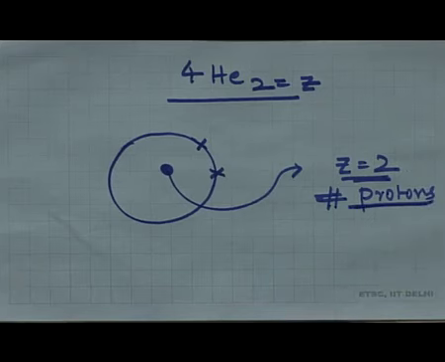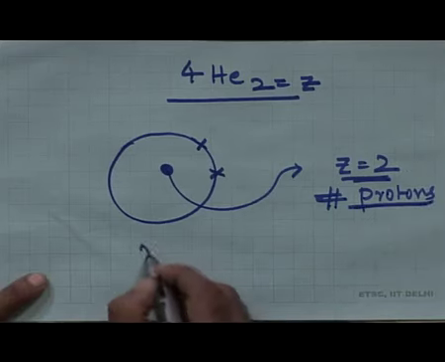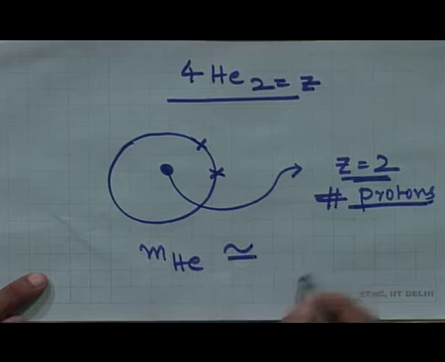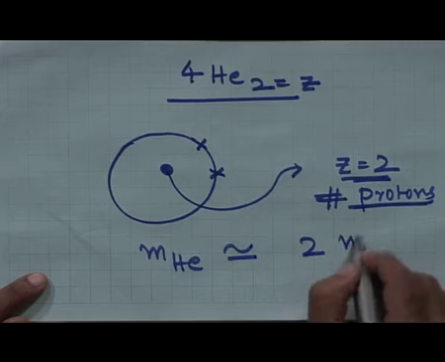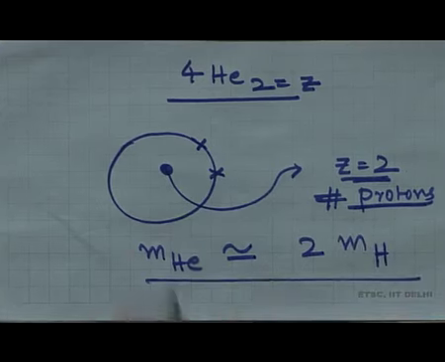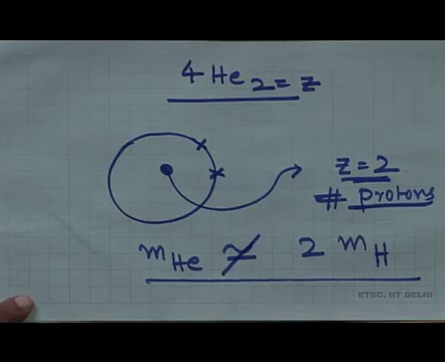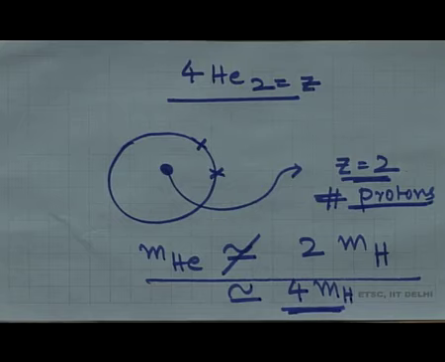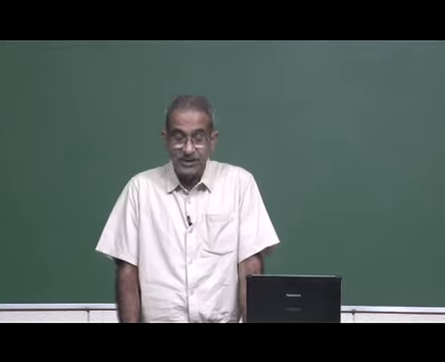So, if you go by our mass relation, then the mass of the helium atom should be roughly twice the mass of the hydrogen atom if my nucleus consisted only of the protons. But this is incorrect; what we have is that it is roughly equal to 4 times the mass of the hydrogen atom. So, this suggests that there must be other particles which are sitting inside the nucleus.